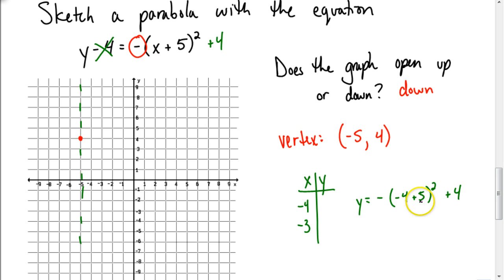-4 plus 5 is 1. Square that, you still get 1. This negative outside of here makes that 1 a -1. Plus 4 gives me 3. So I have the point -4, +3.